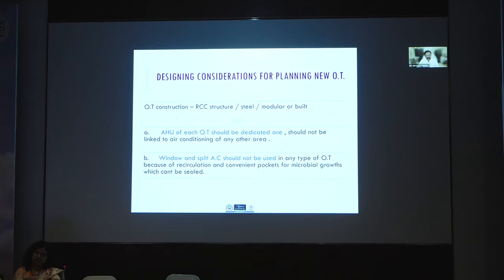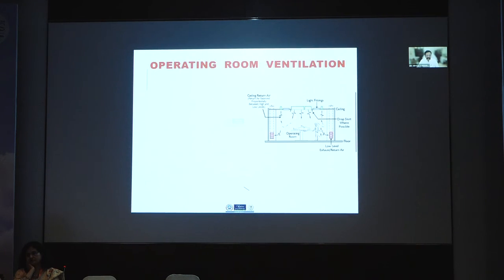Ideally, operation theatre has to be RCC construction or steel or modular build, and the AHU has to be a dedicated one. It should not be linked to the air conditioning of other areas. And generally, window and split AC should not be used in any type of OT because it is only a recirculation unit, and there can be convenient pockets for microbial growth which cannot be sealed.